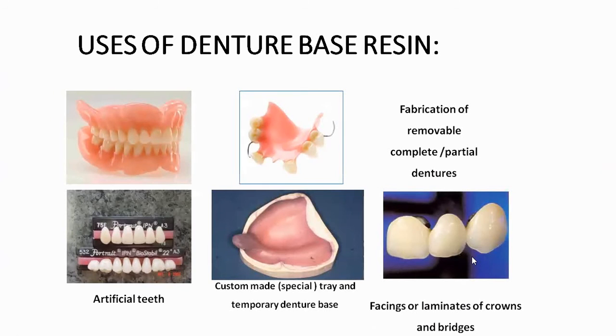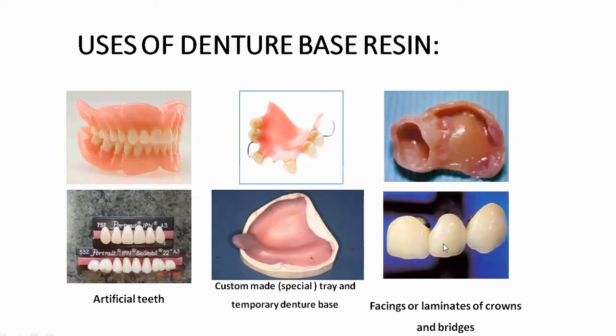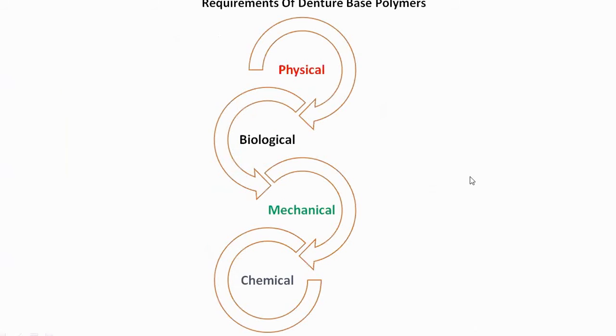Okay, and this is a prosthesis, a bridge, where the labial surface or the facing surface is laminated or built up with acrylic resin. This is a kind of obturator. When there is some kind of maxillofacial defect, we also make a prosthesis that is called an obturator, and it is also made up of denture-based resin.